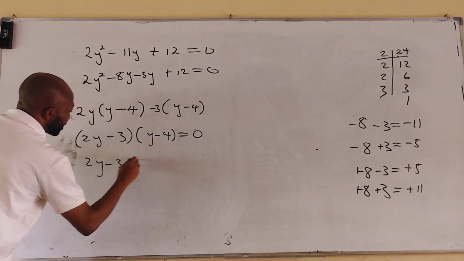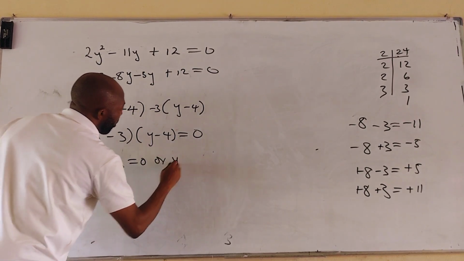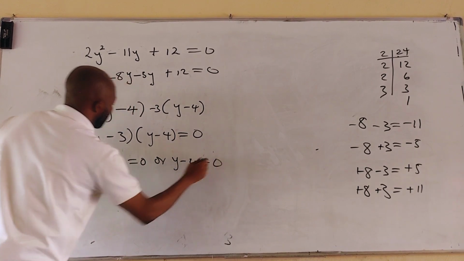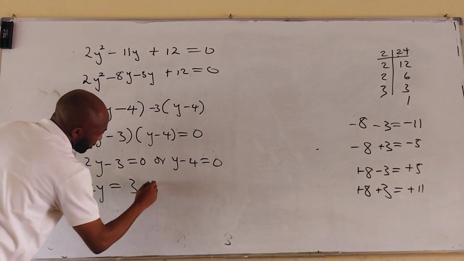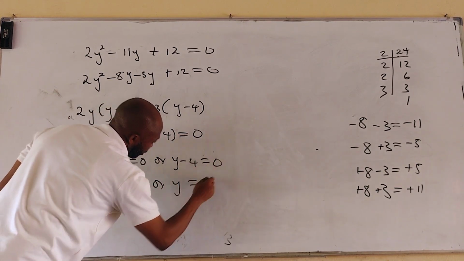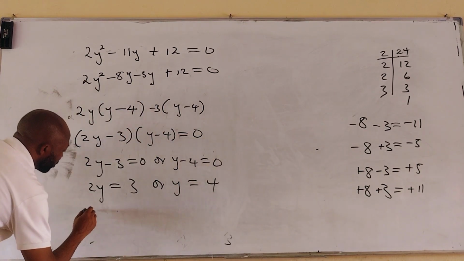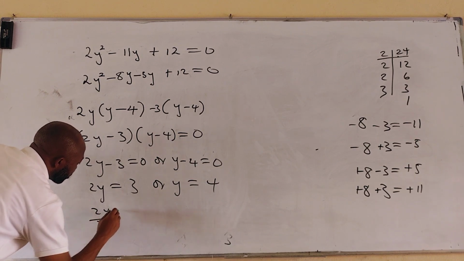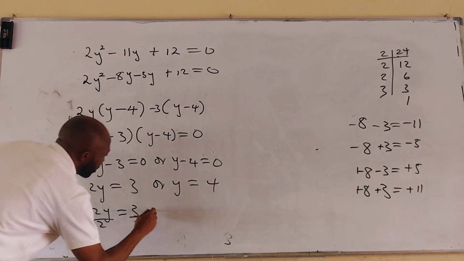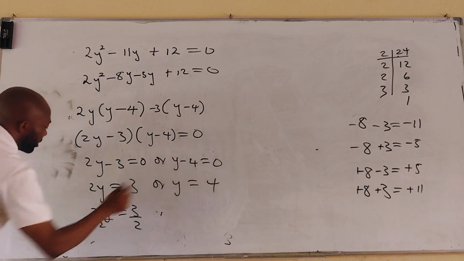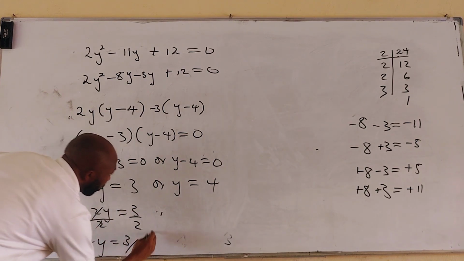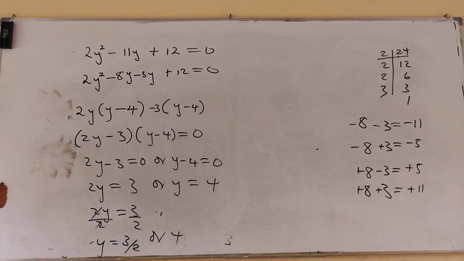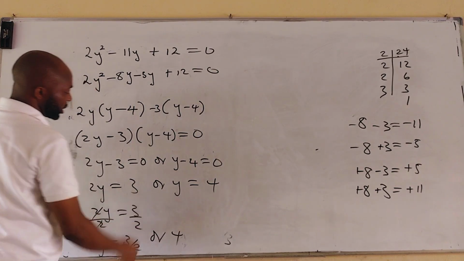2y minus 3 equals 0, or y minus 4 equals 0. So 2y equals 3 when it crosses over, or y equals plus 4 when it crosses over. Then 2y over 2, 3 over 2, or, okay, I'm done with that side. So this cancels, so my y equals 3 over 2, or 4. So this is it.